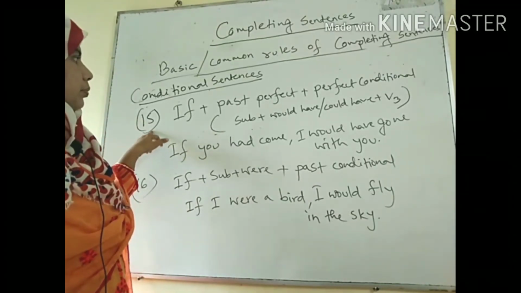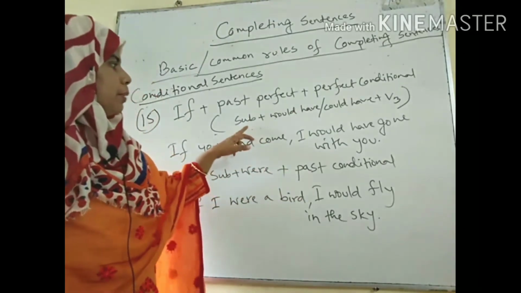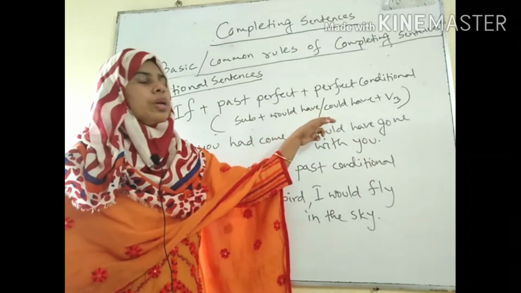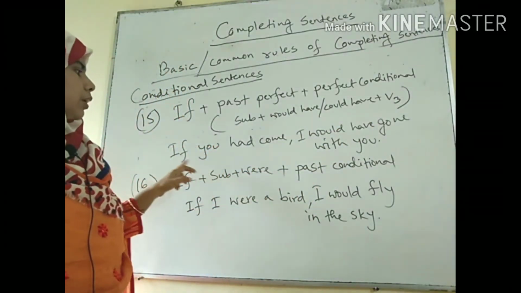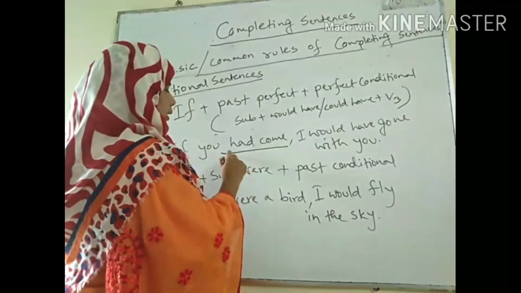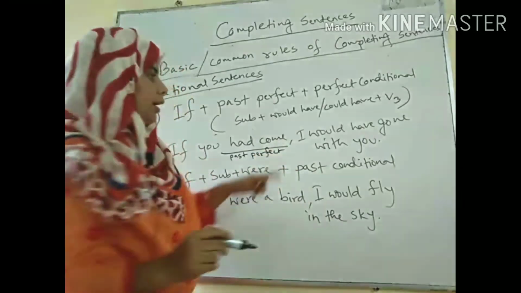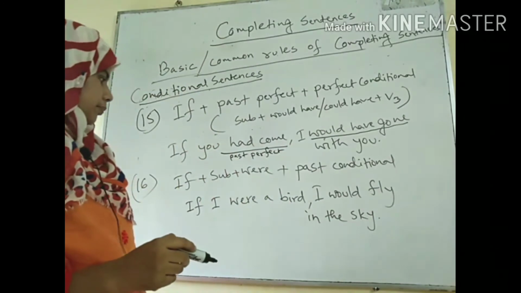Rule 15: if plus past perfect plus perfect conditional. Perfect conditional means subject plus would have or could have or might have plus V3. For example, if you had come, past perfect, I would have gone with you, this is perfect conditional.